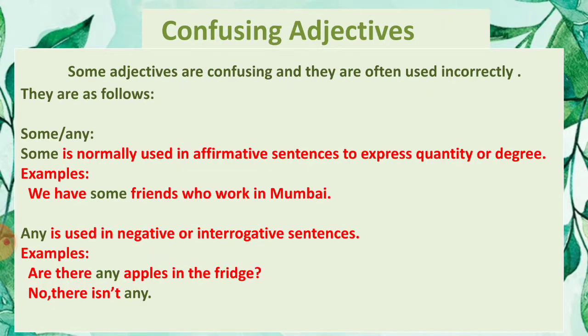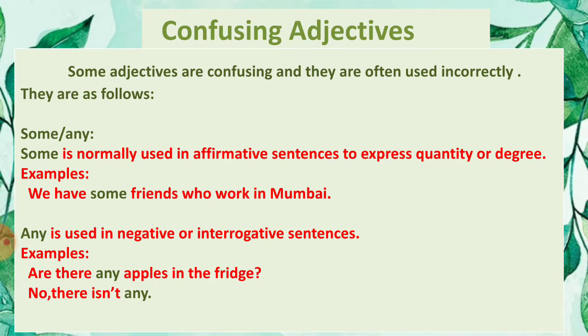Now let us see some adjectives. There are some adjectives which mean almost the same and hence we get confused sometimes. Some adjectives are confusing and they are often used incorrectly. They are as follows: some, any. Some is normally used in affirmative sentences to express quantity or degree. Example: we have some friends who work in Mumbai. Any is used in negative or interrogative sentences. For example, are there any apples in the fridge? No, there isn't any, right?